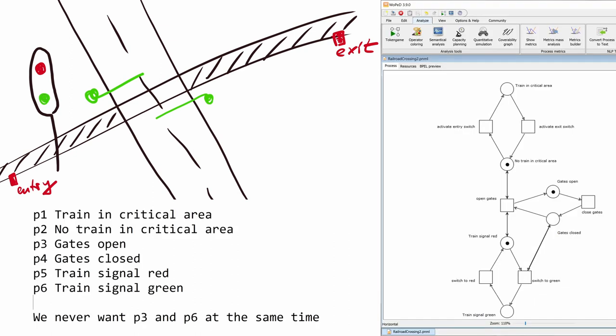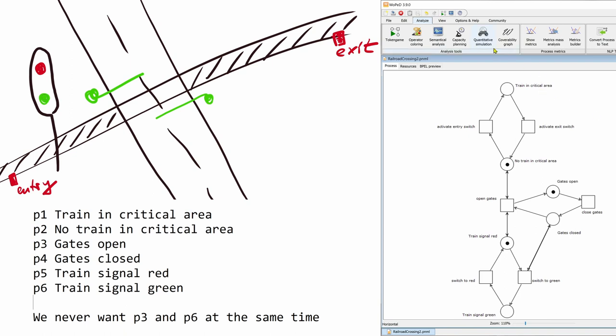So what is our security condition? The security condition is that we never want to have the gates open and a green light for the train at the same time. And the gates open here is P3, that is place 3 in the Petri net, and the train signal green is place 6 in the Petri net.